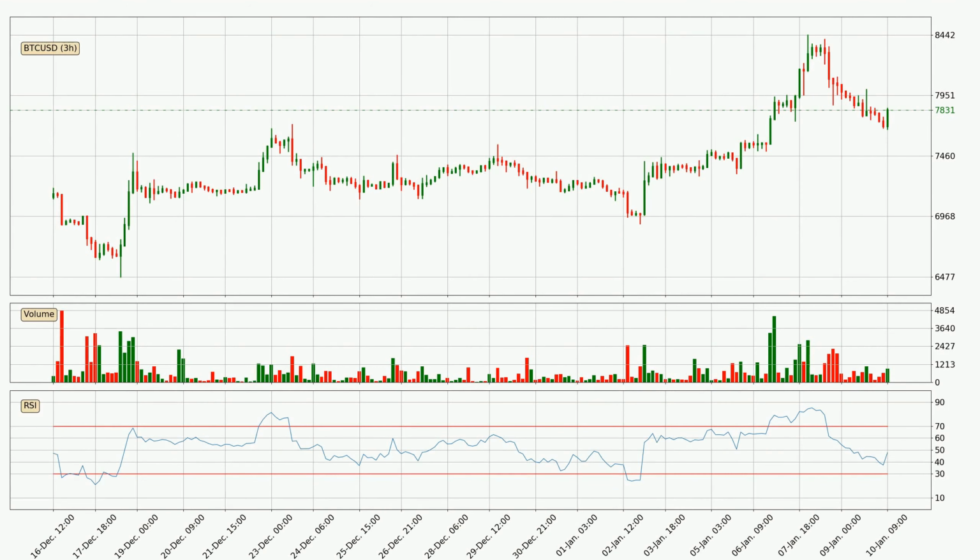Moving to the 3-hourly relative strength index, the current 3-hourly RSI is at 48, so there are currently no signs of the crypto being overbought or oversold.